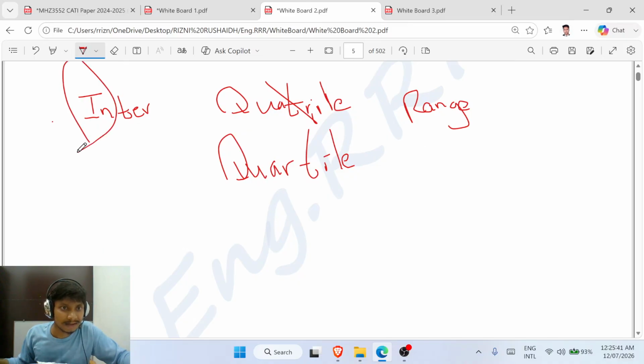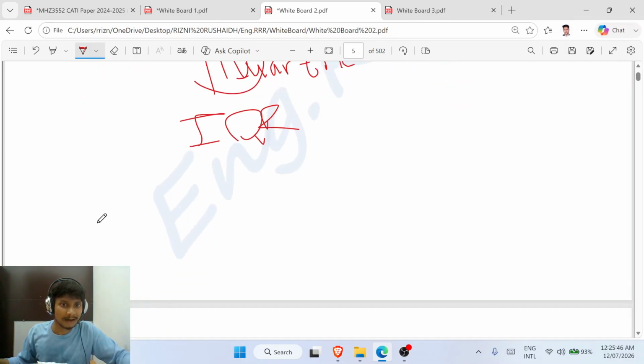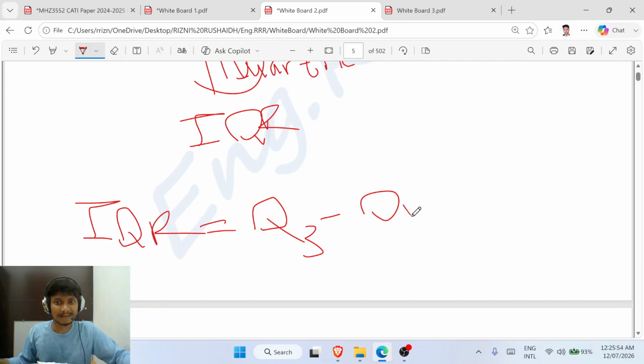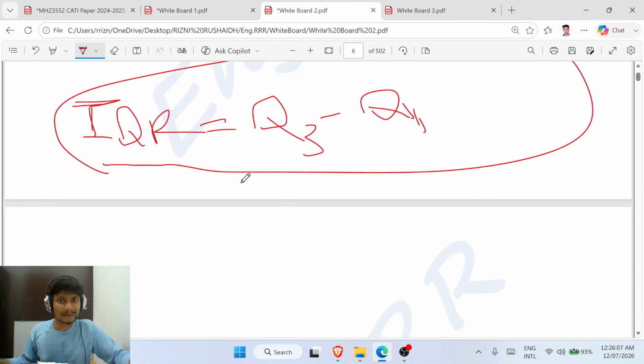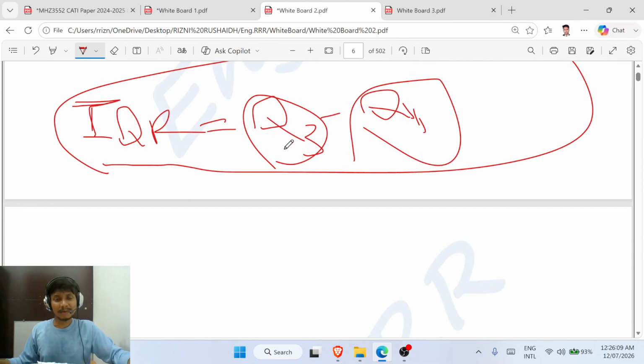This is the IQR, the interquartile range. IQR is nothing but Q3 minus Q1. Please memorize this equation: IQR is equal to Q3 minus Q1. We already know Q3, and they have given Q1, so we just have to subtract Q1 from Q3.